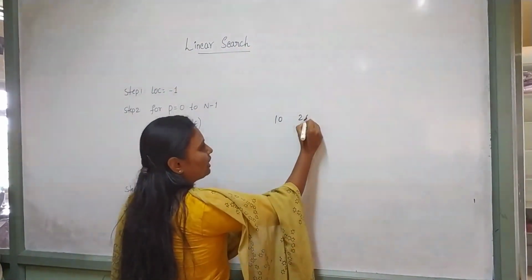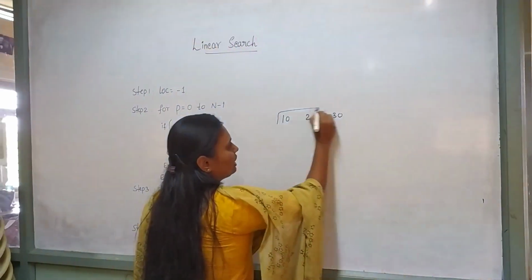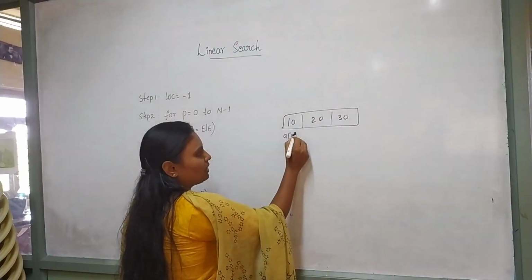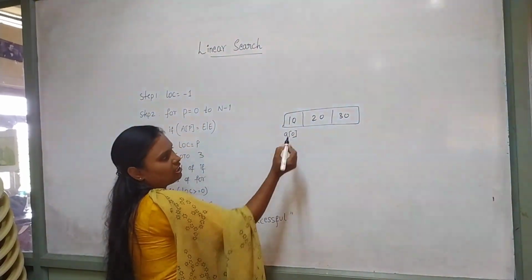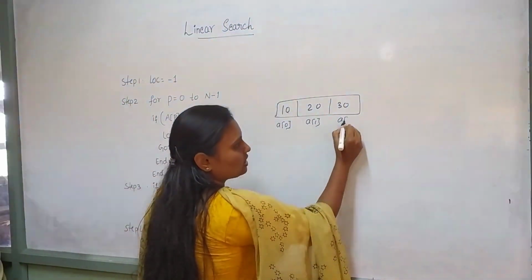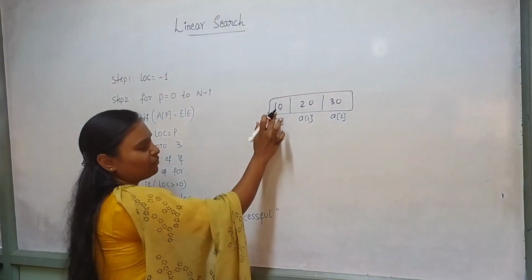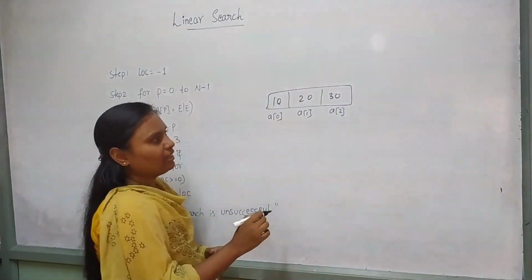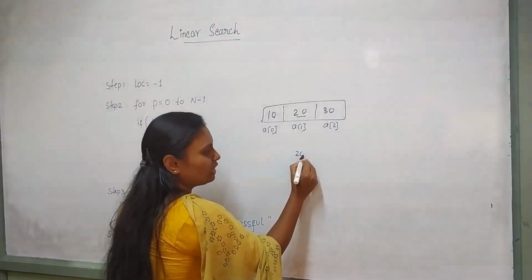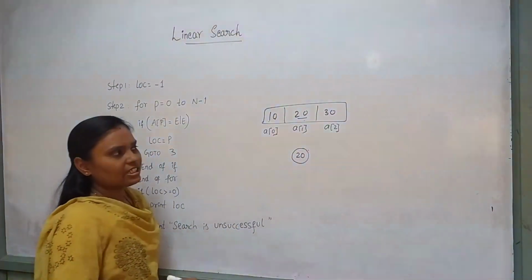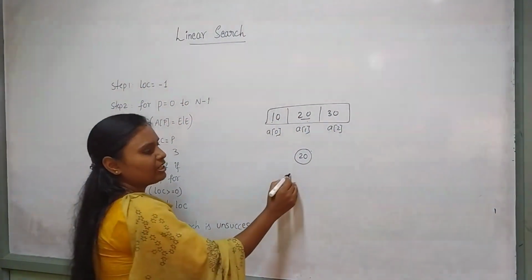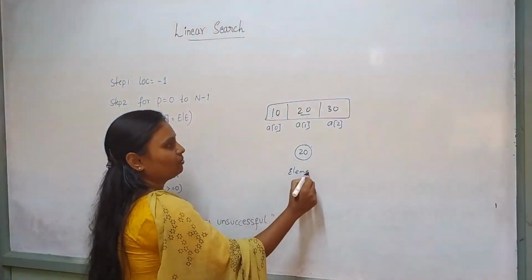For example, 10, 20, 30. In this array list, the array ranges from 0 to n minus 1, that is 10 is found at position a of 0, next 20 at a of 1, next 30 at a of 2. We are searching for the element. For example, if we search for the element 20, it prints that the search is successful. If the element is not found in the given array, it prints element is not found.